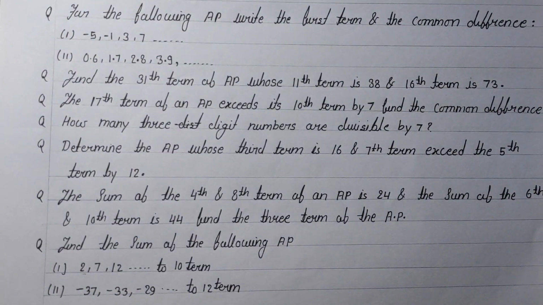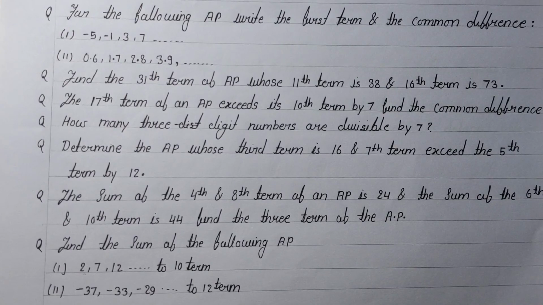These are the APs. Next, find the 31st term of the AP whose 11th term is 38 and 16th term is 73. Next, the 17th term of an AP exceeds its 10th term by 7. Find the common difference. Next, how many 3-digit numbers are divisible by 7?